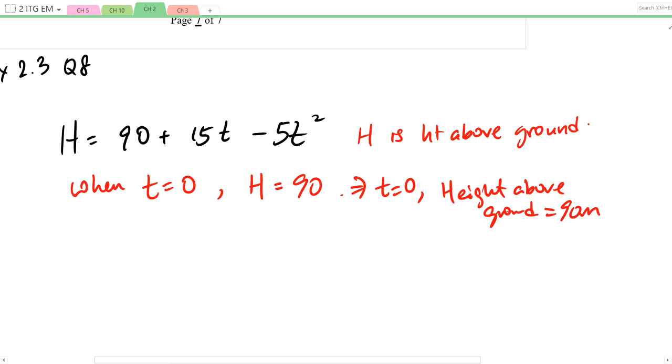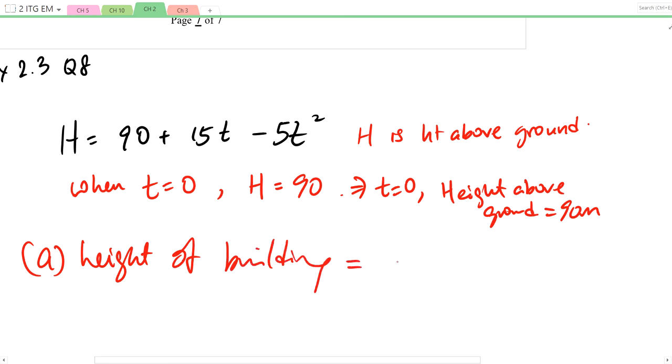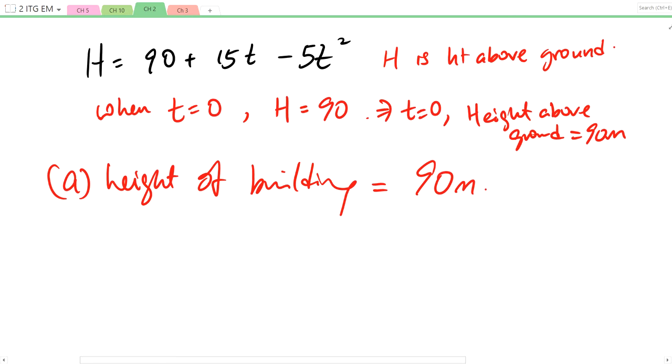So find the height of the building. What do you think is therefore the answer for A? Height of building equals 90 meters. Because that is the start. Okay? Questions? If not, then part B.